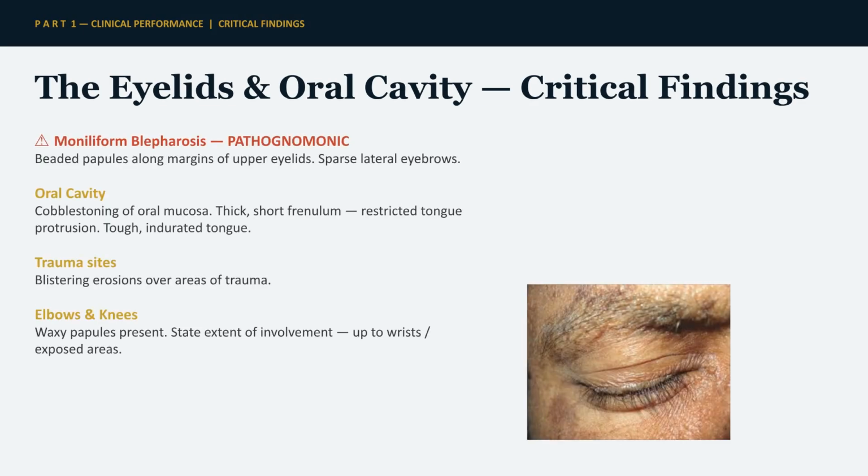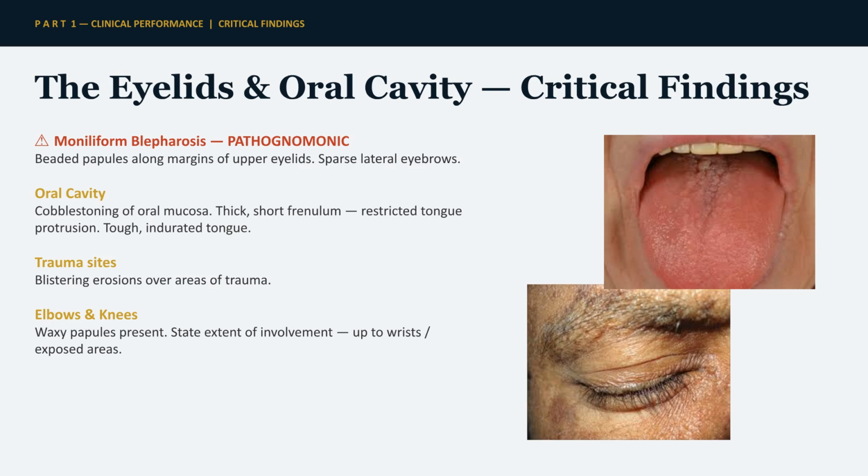Now, the critical findings. On examination of the upper eyelids, I can appreciate beaded papules along the margins of the eyelids. This is moniliform blepharosis. There is also sparseness of the lateral eyebrows. This finding is pathognomonic. If you see it, it points directly to lipoid proteinosis.